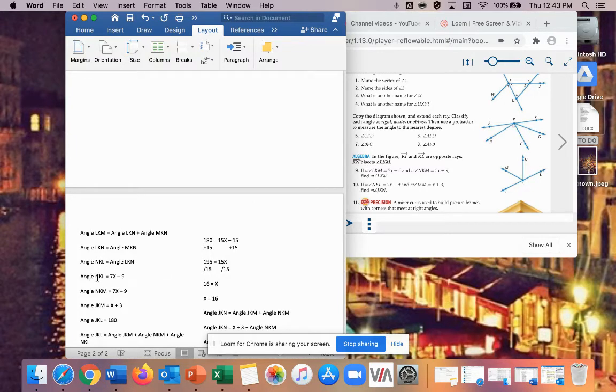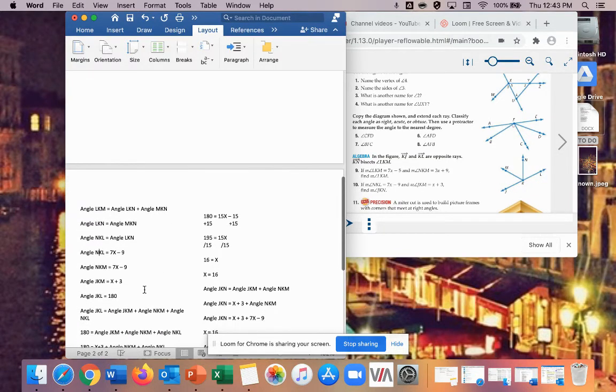So as you can see right here, angle NKL equals 7x minus 9. Since we know NKM is the same thing, it must also be 7x minus 9. Angle JKM we're given as x plus 3. And since this is a straight line, this must equal 180. So if we add together all three of these angles, it should equal 180. And that's the thing we've done here.